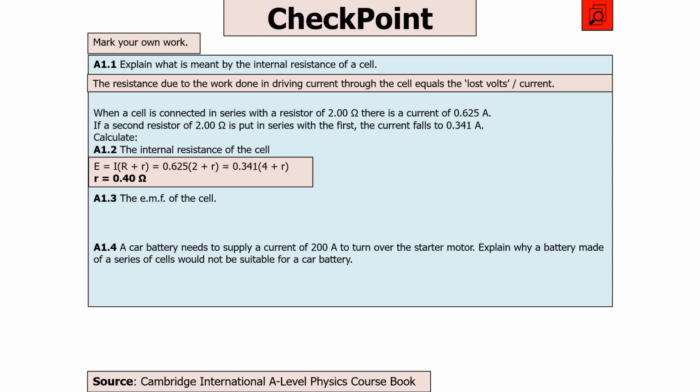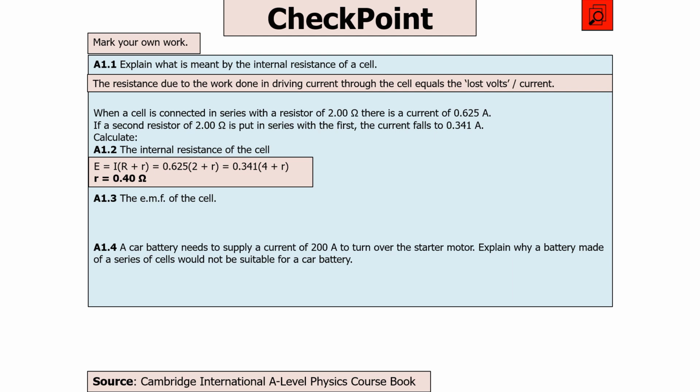We can see the external resistance is 2 ohms from the information given. That's the resistance of the circuit in general. We've got the current, okay, so we know it to be 0.625 amps. Okay, we can link the two together by talking about if you put a second resistor in series, it's going to turn to 4 ohms, pop them through, work out r, it's 0.40 ohms.